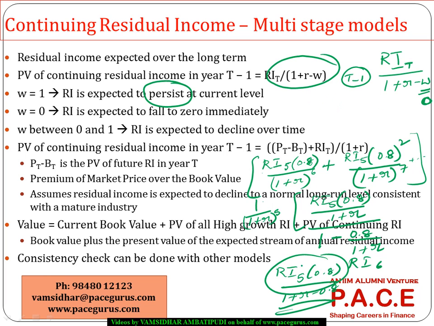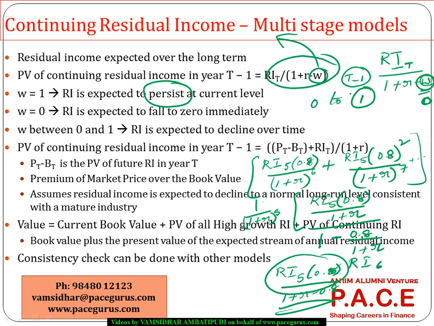Now if it is becoming only 80% of the previous RI, then probably it is becoming 1 plus R minus 0.8. So W is taken as 0.8. So W is taken as what is called a persistence factor. It lies between 0 and 1. If it is 1, it means the RI is going to be the same as the previous year forever.